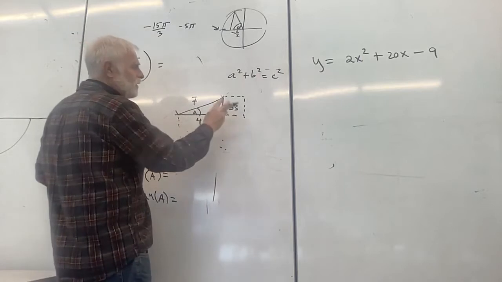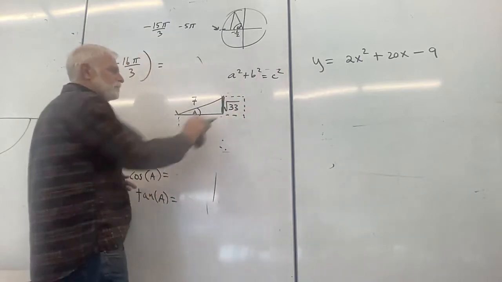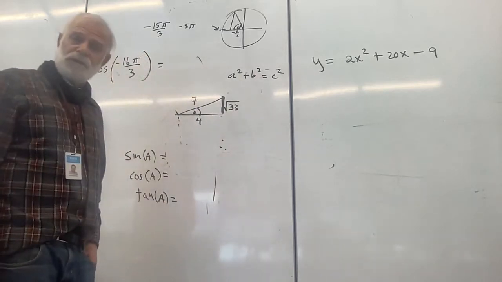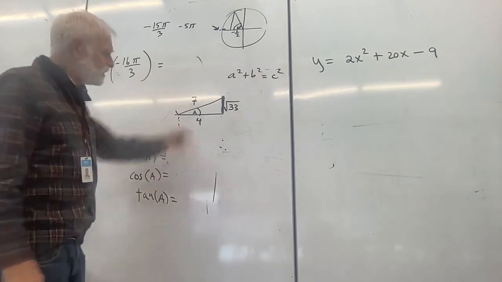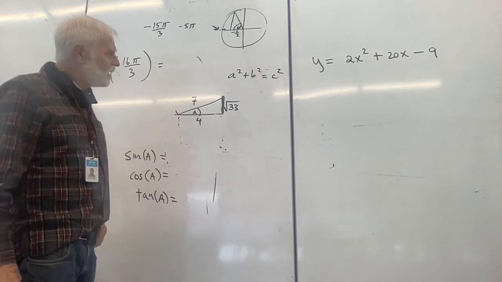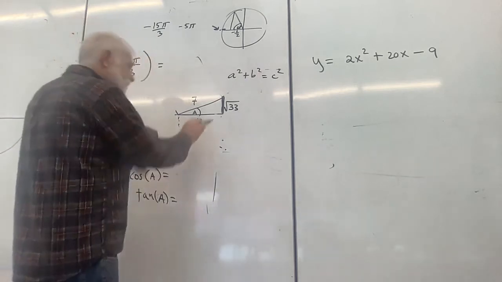And if this area is 33, then that is the square root of 33, which is somewhere between the square root of 25 and the square root of 36. So this side actually should be bigger. And I didn't realize that in terms of my drawing. I know it now. Okay, so it's a bad drawing.